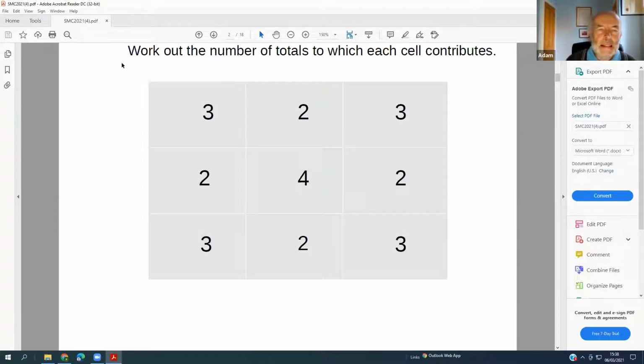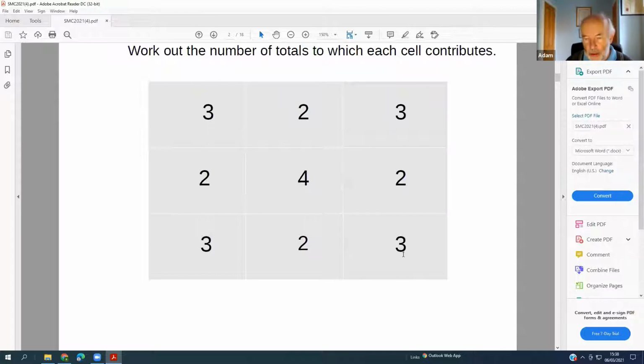Now, first of all, let us ask, how many of the totals does each cell contribute? So we've got 8 totals to worry about. We've got the 3 rows, we've got the 3 columns, and we've got the 2 diagonals. So these are the 8 totals. To how many of these 8 does each of the numbers contribute? So if we go to a number in the top corner, whatever number is in that cell, it belongs to a row, it belongs to a column, and it belongs to one of the diagonals. And therefore, it's going to contribute to 3 of the totals.